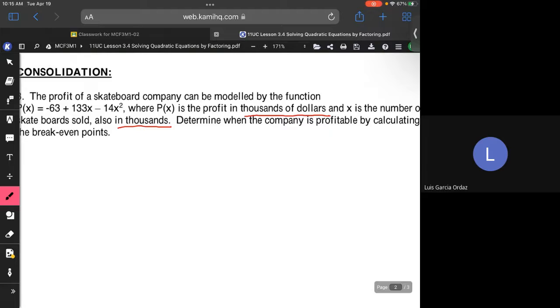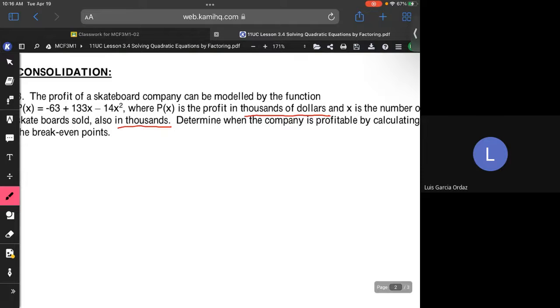They just basically simplified everything here and divided it by 1,000 to give us easier numbers to work with. Can you explain it again? Yeah. Like I said, they gave you easier numbers to work with because technically our profit and our number of items sold should be in thousands. So it should be like 63,000 plus 133,000 X minus 14,000 X squared. But because they decided to make your life easier somewhat, they just divided everything by 1,000.